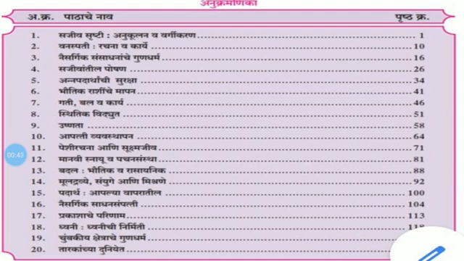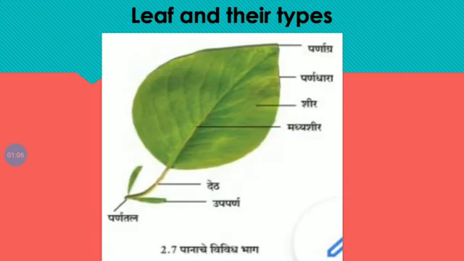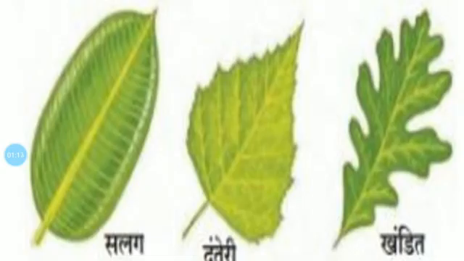So up to the last lecture we have seen the information about the root, types of roots. After that the next organ is stem and different organs of the stem, function of the stem. After that leaf and their types on the basis of leaf margin. See, these are the three different types of leaves on the basis of leaf margin.